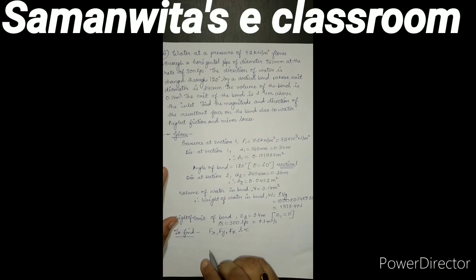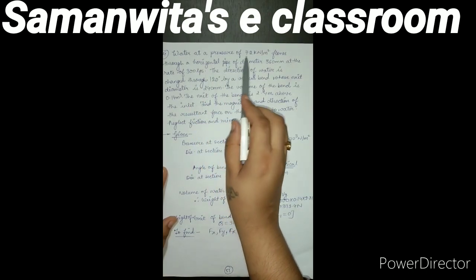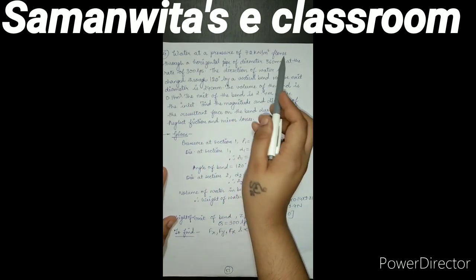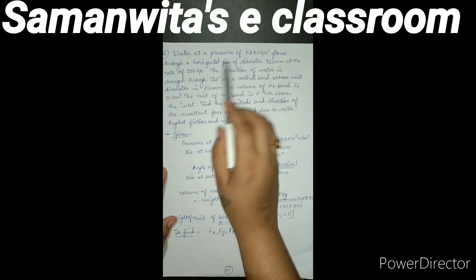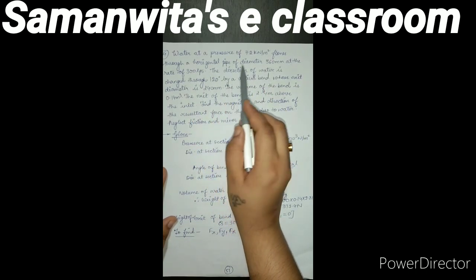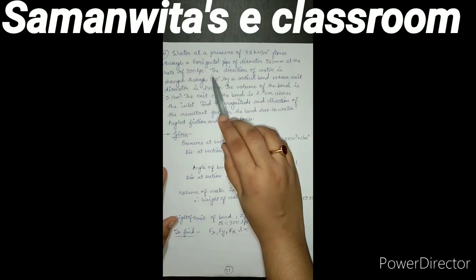Let's take up another numerical. This question is for a vertical bend. Water at a pressure of 72 kilonewton per meter square flows through a horizontal pipe of diameter 360 mm at the rate of 300 liters per second.